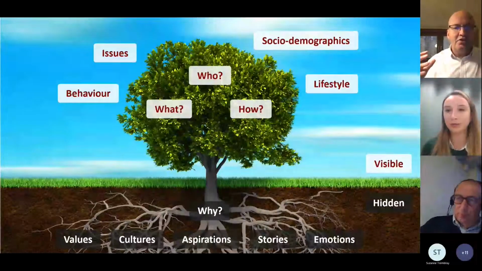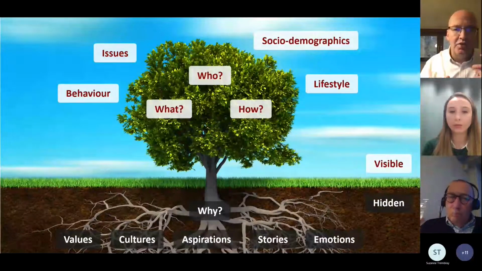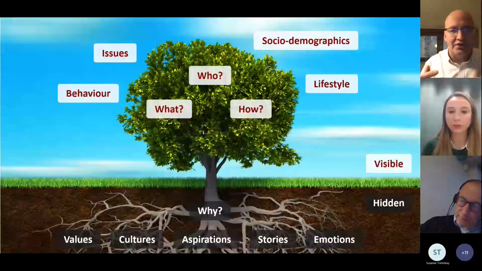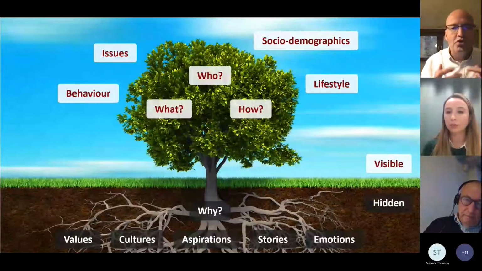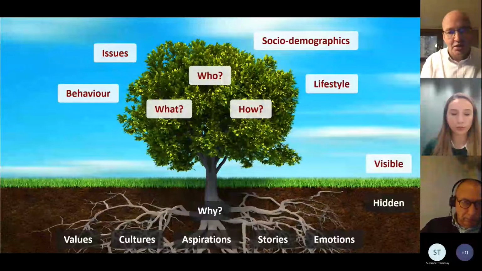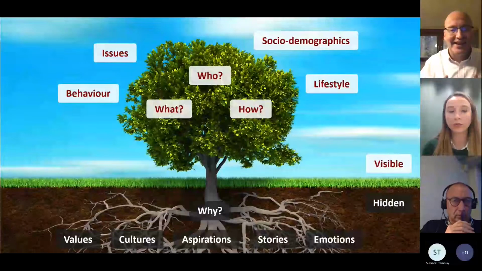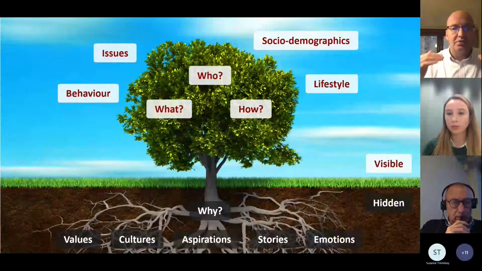So okay, perfect. Everybody's always focused on the results, on what you get out of it, on the real behavior, on the social demographics, on the issues, and on who you're focusing on. But to make communications effective, you must really understand why, to make sure that communication resonates with the target audience. And then you have to look at values, cultures, aspirations, and emotions, everything that's hidden. So our job is to make visible what's on the ground. And not only visible, but quantified.